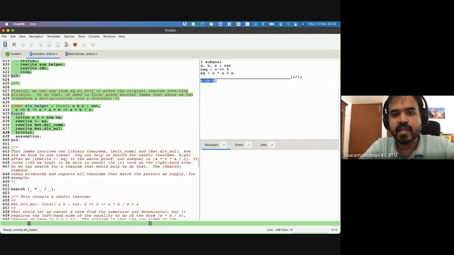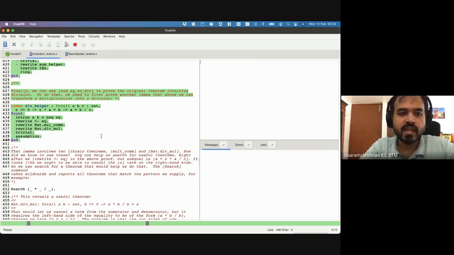And this is the side condition for doing this cancellation. So you have to show that C is not equal to 0, which is what we show here. So this lemma has been proved.